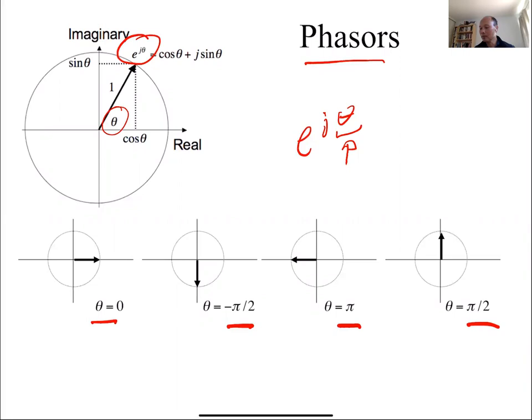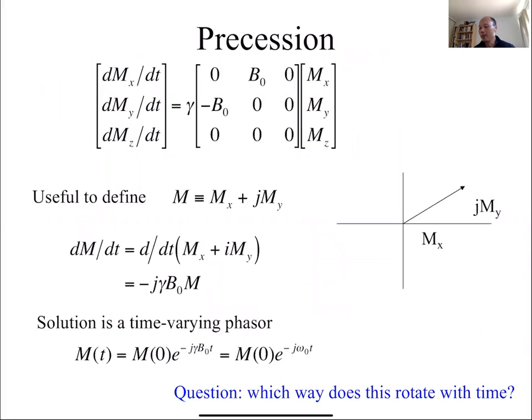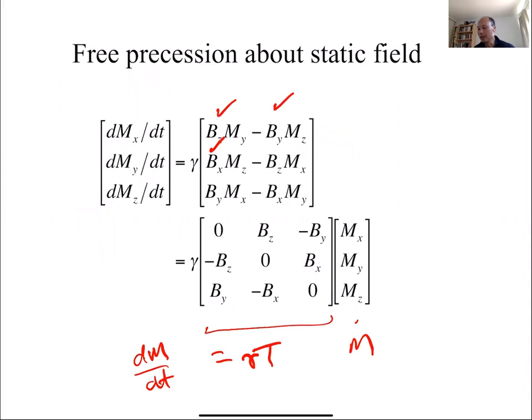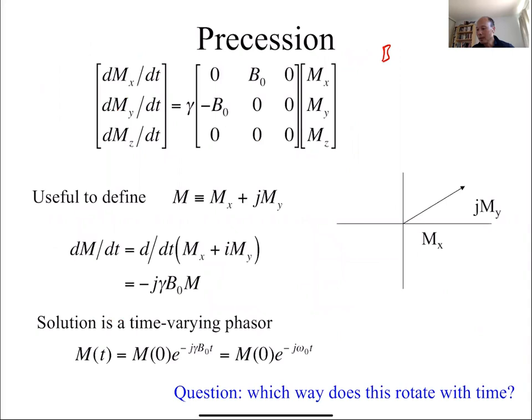So let's look at this expression, where we had all these fields, Bz, By, Bx. Initially we're going to look at the case where Bx equals By equals 0, so all those terms go away, and Bz equals B naught. That means this is what's going to happen to magnetization in the presence of a magnetic field B naught. If I do that, the matrix simplifies. It's only got the B naught and the minus B naught there.